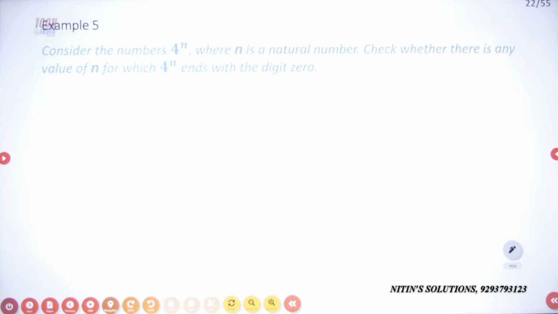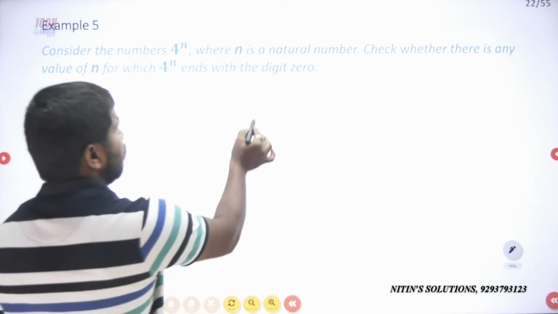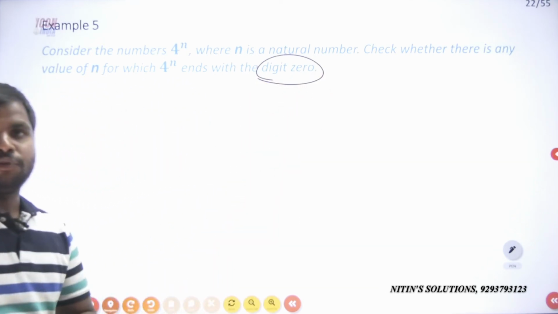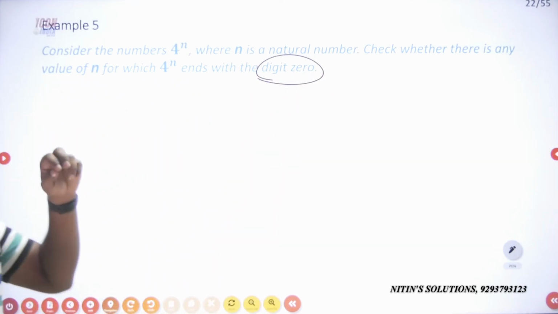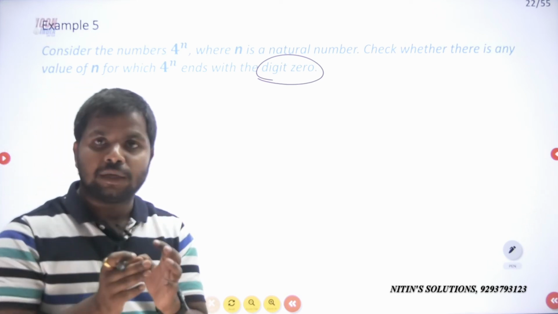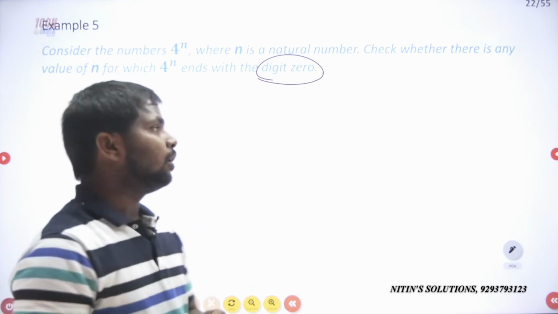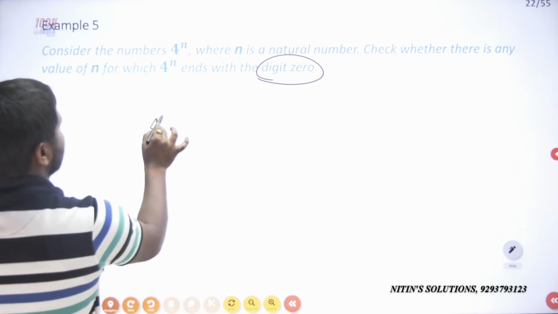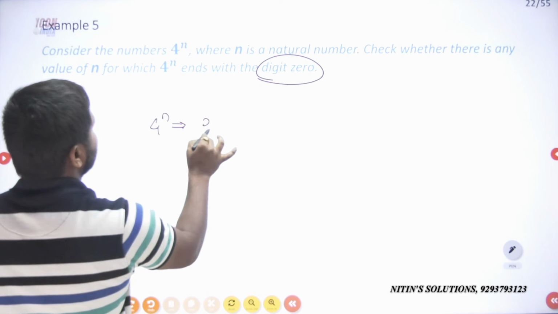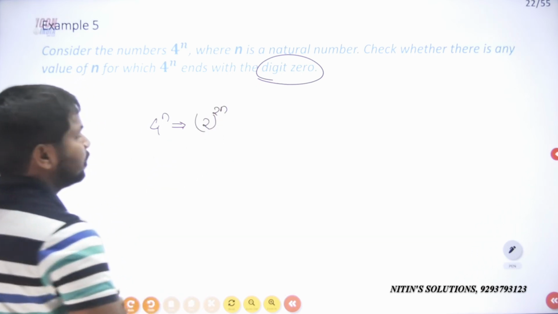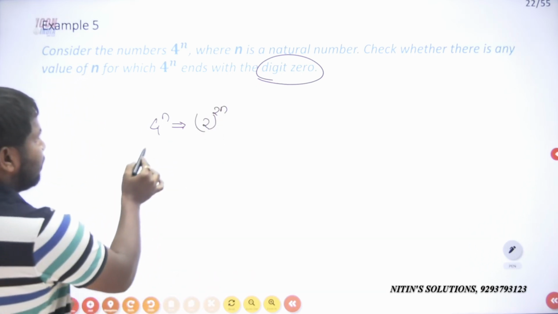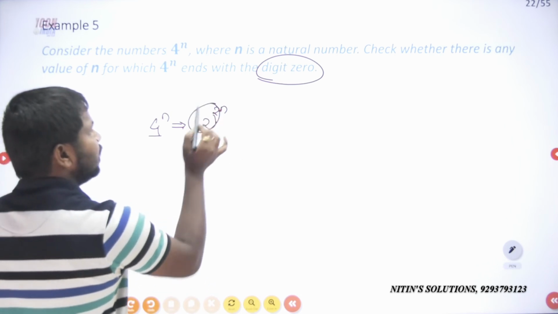Yes. Coming to the next question, consider the numbers 4 to the power of n, where n is a natural number. Check whether there is any value of n for which 4 to the power of n ends with digit 0. So we have to check whether, for any value of n, the last digit is 0 or not. We are getting 0 in the units place or not is the question, right? Now 4 to the power of n can be expressed in the form of 2 to the power of 2n. Am I right? So I am writing 4 in the form of 2 to the power of 2 into n, right?